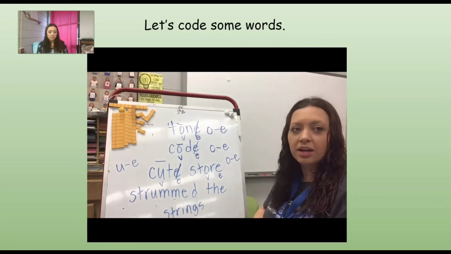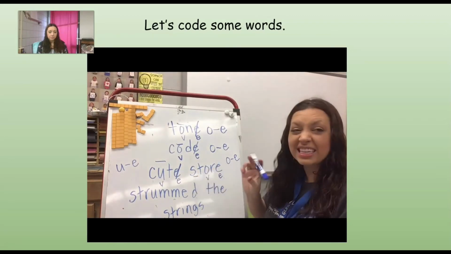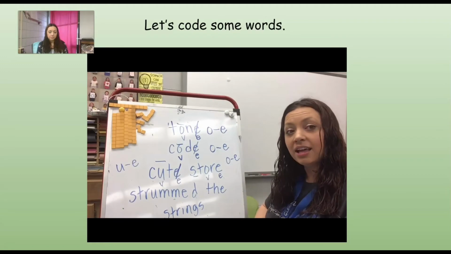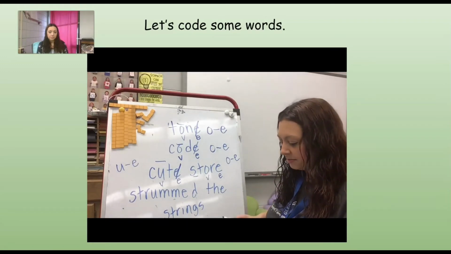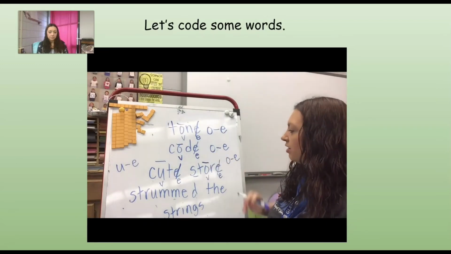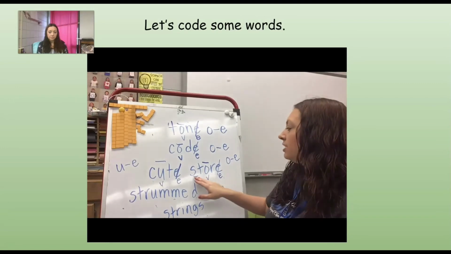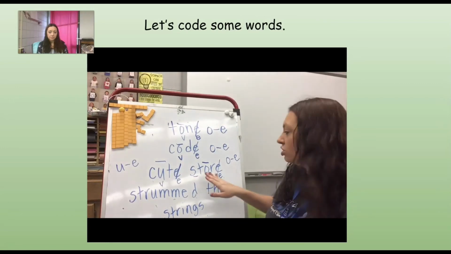Okay. What else do you notice? I've got the ST, so I know I can make a little line because I know that I can blend it together. So what do you think I would do next? That's right. The E would become silent and the O would become long. And so when I sound it out, I could say st or store.